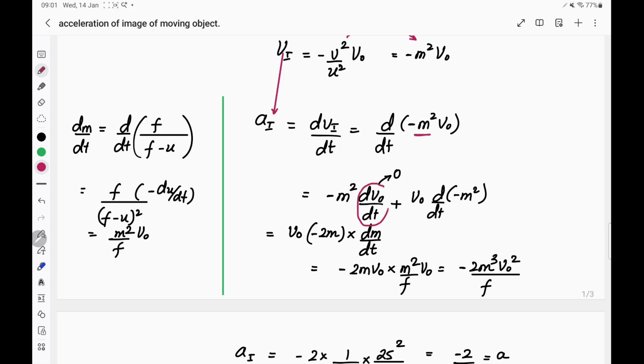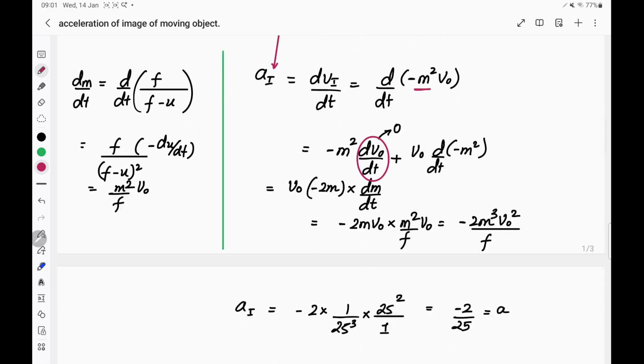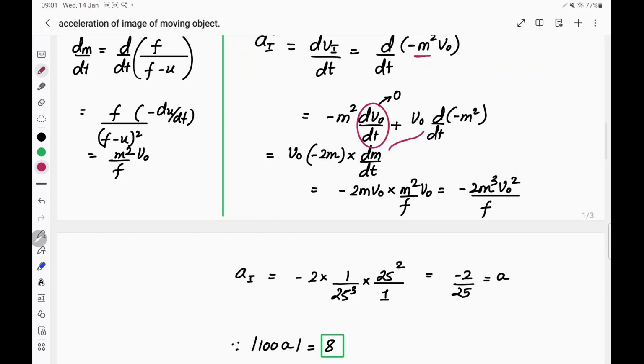Now the first term dv_o by dt will be 0 because the object is moving with constant velocity. So rate of change of velocity is 0. The second term is interesting. Differentiating this, we will get v_o into minus 2m into dm by dt.